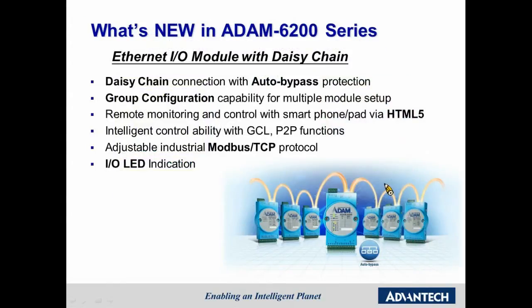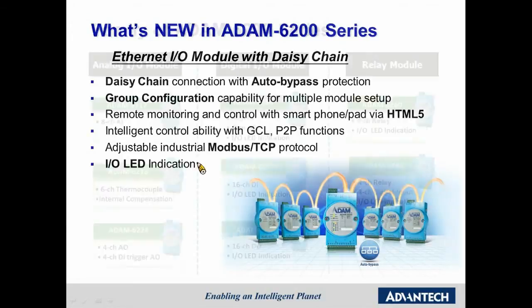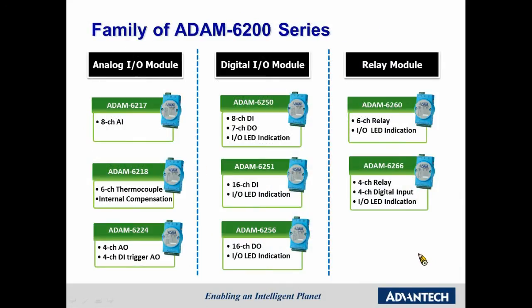What's new in the ADAM-6200 series? We have the daisy chain function, we have an auto bypass, group configuration, HTML5, and the Modbus TCP protocol with I/O LED indication. The family of the ADAM-6200 series will consist of 3 analog type modules, 3 digital I/O modules, and 2 relay modules.